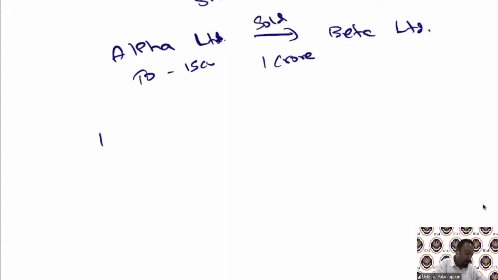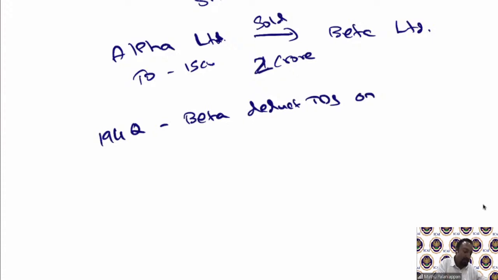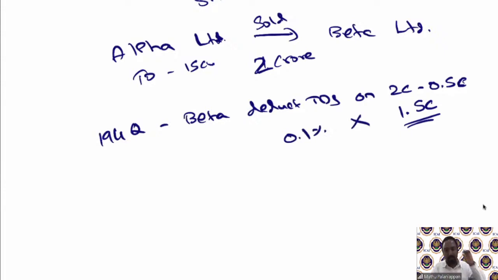So 194Q says Beta deducts TDS on, we'll keep it as 2 crores. Deduct TDS on 2 crore minus 0.5 crore, that is 50 lakhs. So TDS on the excess amount above 50 lakhs. So what will be the amount? It will be 1.5 crore, right? So we'll deduct TDS at 0.1 percentage into 1.5 crore. This is what Beta has to deduct.